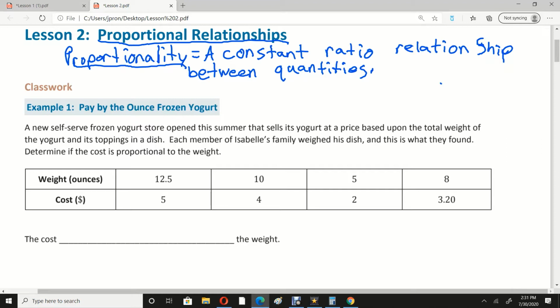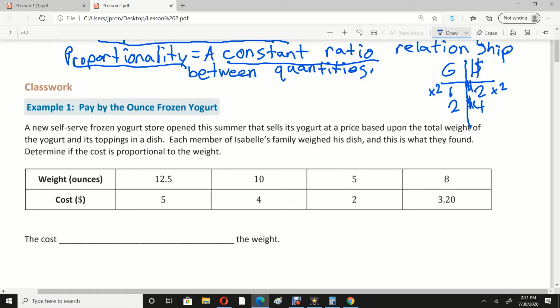So an example from the last lesson would be, let's say, gallons of gas and the dollar amount. Let's just say every gallon costs $2, just for simplicity's sake. So a constant ratio would be, well, 2 gallons of gas is going to cost me $4. So these ratios are actually equal because all we did was multiply by 2 to go down here. So these are equivalent ratios.